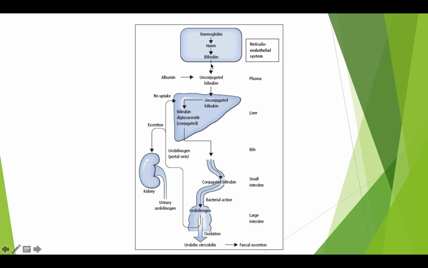Unconjugated bilirubin will bind to albumin. Unconjugated bilirubin is lipid soluble. So what you have to know is that hemoglobin will be broken down into heme and globin. Globin is a protein and will enter circulation. Heme is made up of iron and unconjugated bilirubin. Iron will re-enter circulation and be used for the production of new RBCs. Unconjugated bilirubin is lipid soluble.